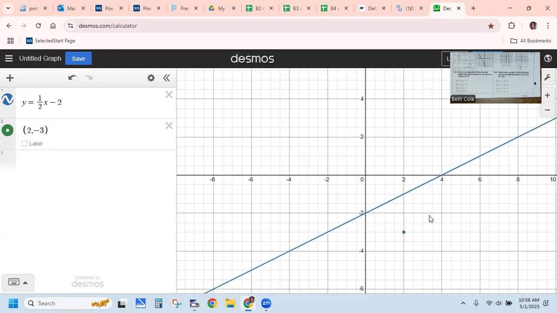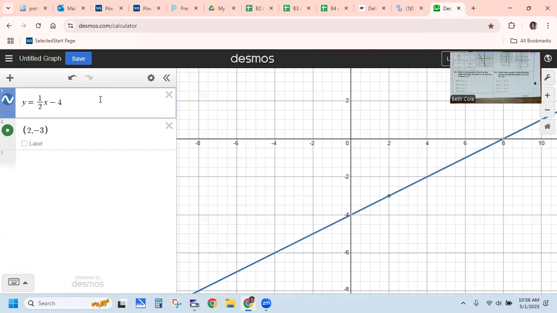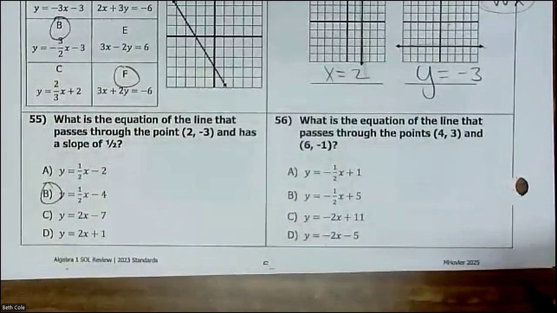Does the line go through the point? No. Okay, so let's do the next one. It was -4. And oh my gosh, does that go through that point? Good. So B is your answer. B is in Barracuda.